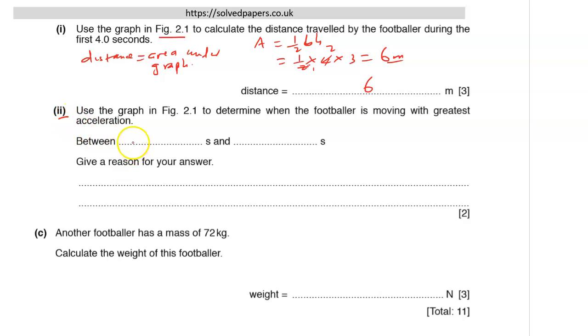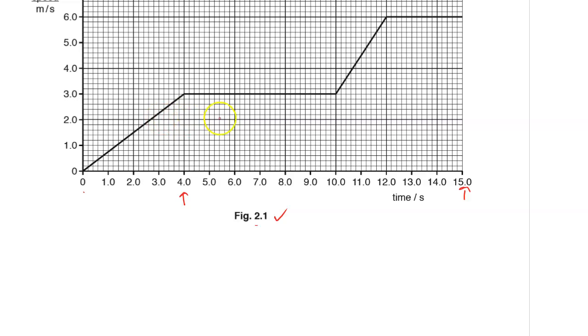Part 2: use the graph in fig 2.1 to determine when the footballer is moving with the greatest acceleration. Give a reason. Of course, you don't need to calculate anything, just look at the graph, and he's only accelerating in two regions, region 1 and region 2. That is where the acceleration is occurring. At this point he is traveling at constant speed, and this point too, because the graph is horizontal. So he's accelerating in region 2 with a greater acceleration because the gradient of the graph is steeper.